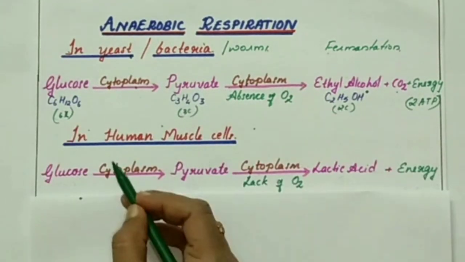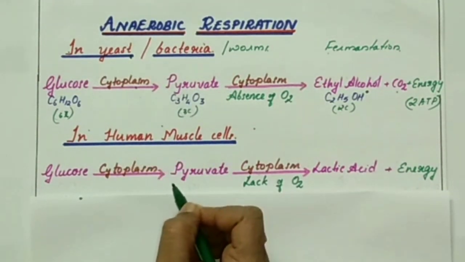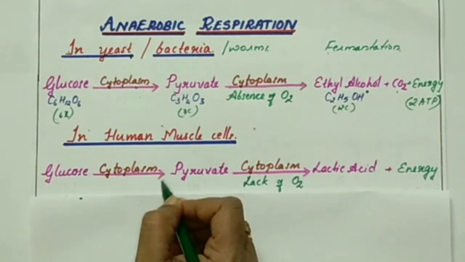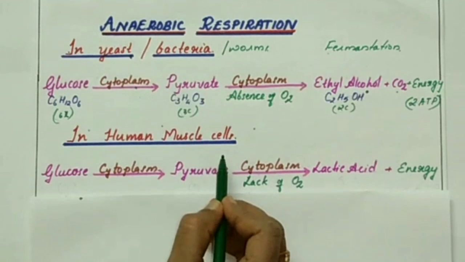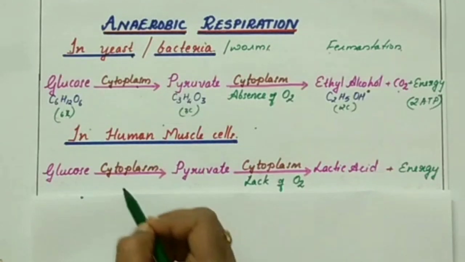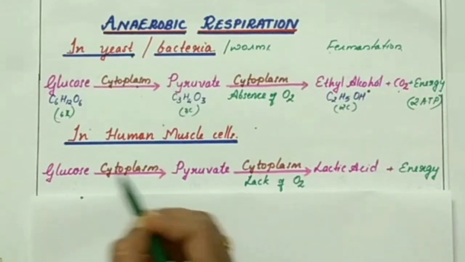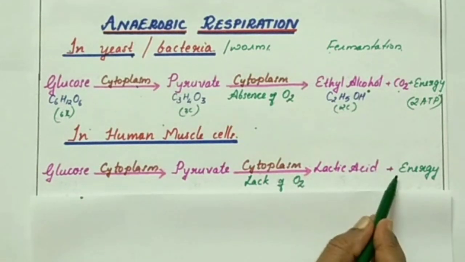See children, we have discussed that normally in human beings aerobic respiration takes place, isn't it? But in some cases anaerobic respiration takes place in human muscle cells also. When a person does a lot of vigorous exercise or physical activities, the cell needs more energy, and in such cases the muscle cells lack sufficient oxygen. The glucose breaks down anaerobically, and some amount of energy is produced.